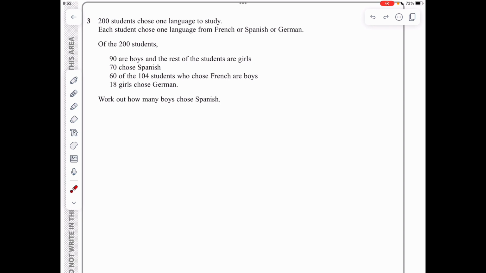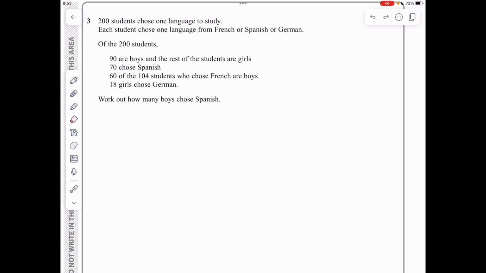In question 3, 200 students chose one language to study, so they had to choose between French, Spanish, or German. And of the 200 students, 90 were boys, the rest were girls, 70 chose Spanish, 60 of the 104 students that chose French were boys, and 18 girls chose German. We need to work out how many boys chose Spanish.